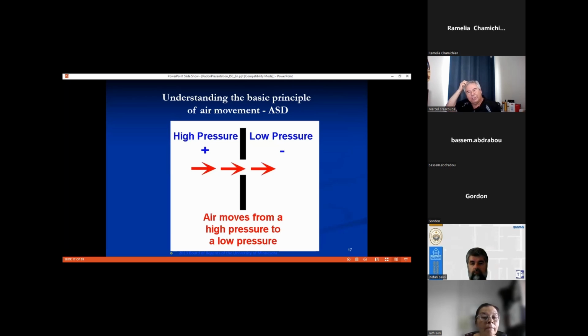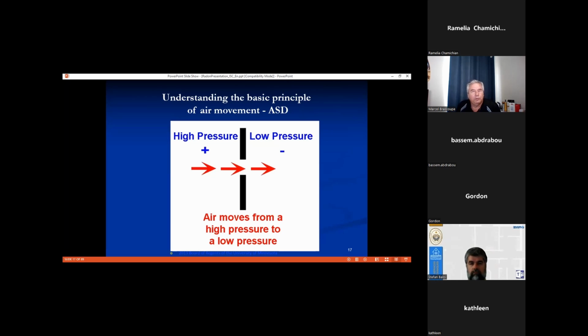To understand the principle of what we're trying to achieve here, when we talk about an active soil depressurization system, because we'll be referring to that over the next couple of slides, the basic principle of that kind of system is that air will always move from a high pressure to a low pressure. And it makes sense. If we have two rooms with a door in between, the room that has the high pressure will push the air through the door to the low pressure side. So that's the basic principle of what we're trying to achieve here.